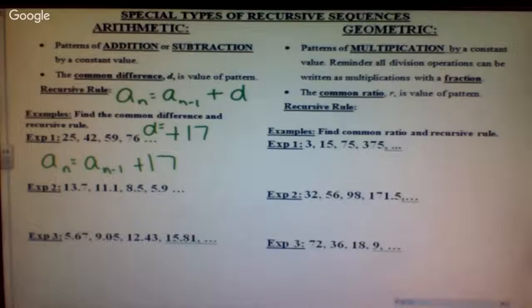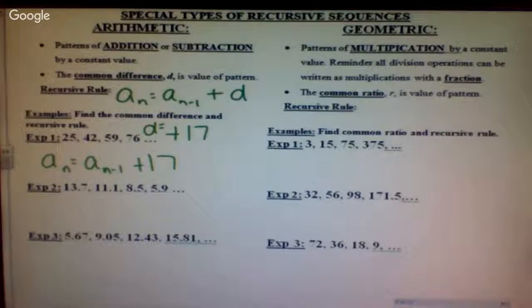Number 2. Do we have to write it both ways every time? What do you mean both ways? Like, are we going to have to write the D equals and then A sub n equals? I mean, you're going to need to find the D first before you can do anything. Usually on the test, I ask you what's the common difference and then write me the recursive rule.